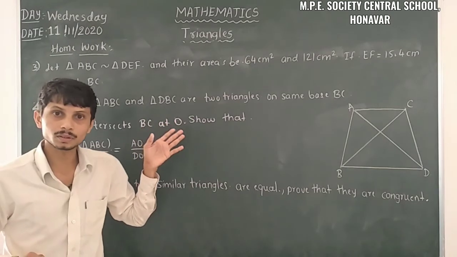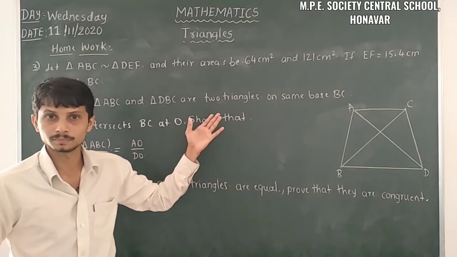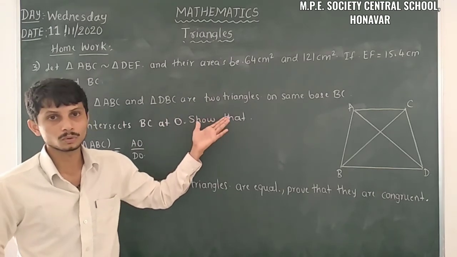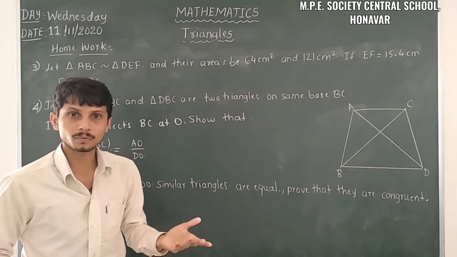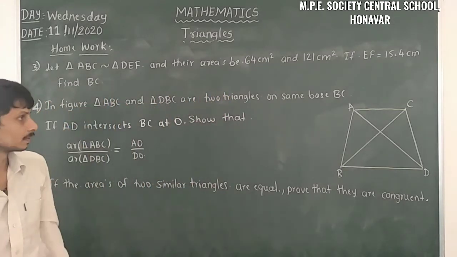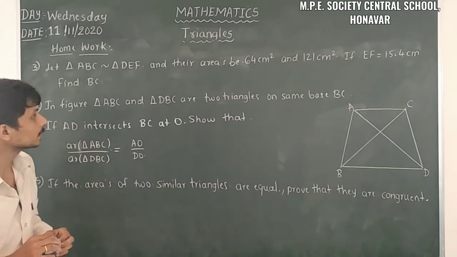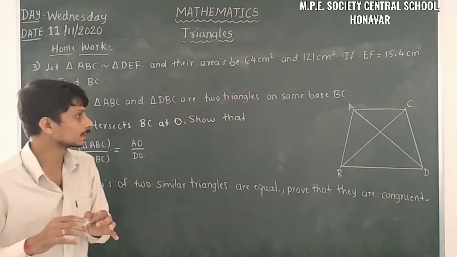I think you know that one. The first problem I solved was based on the same problem. So I hope you can solve this one, use that formula and try to find out the value of BC. And in the figure, triangle ABC and triangle DBC are 2 triangles on the same base BC.